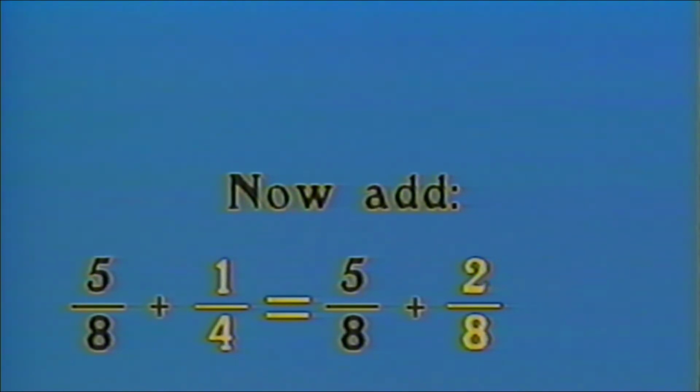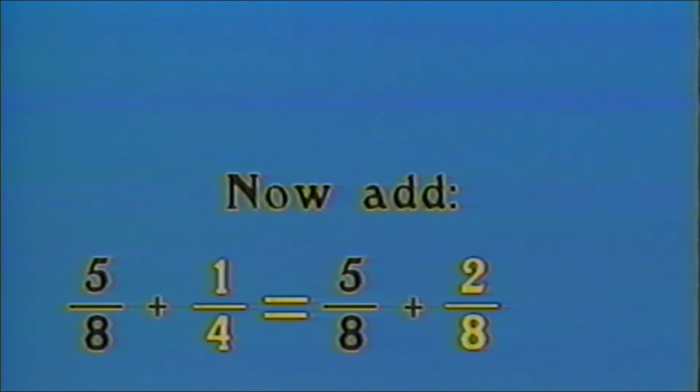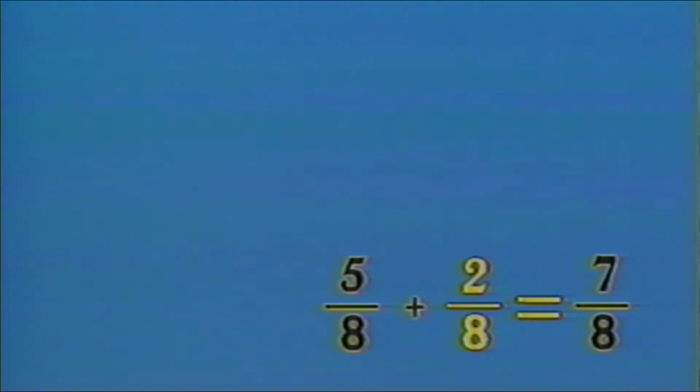That looks familiar. It's just like the pizza problem we did a few minutes ago. We add the like fractions. The numerator is 5 plus 2, which equals 7. The denominator is 8. The answer is 7/8.